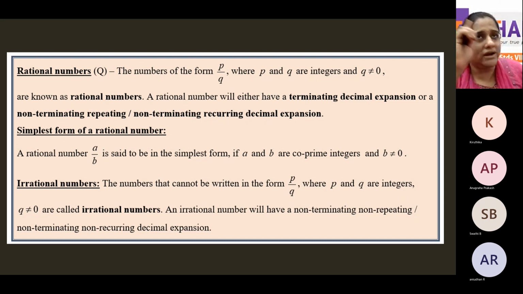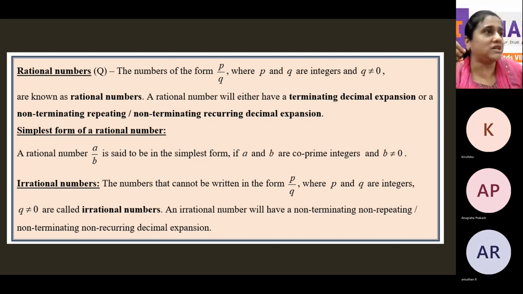If the numerator is an integer, and the denominator is an integer, then that expression is a rational number. That's all. And you know what integers are. To understand rational numbers, you should understand integers clearly. Because what is a rational number? Integer by integer. The numerator should be an integer, the denominator also should be an integer.